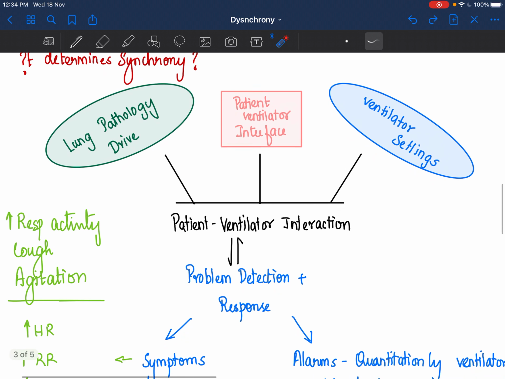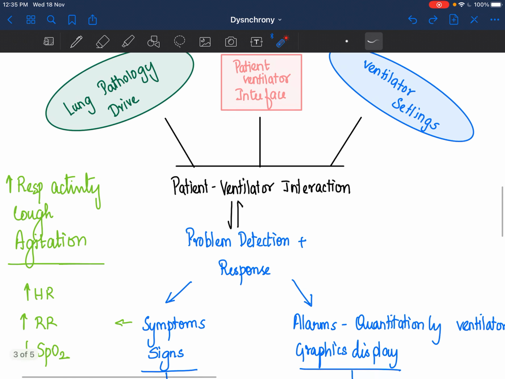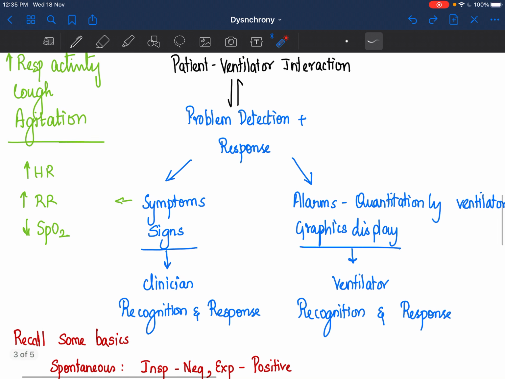So what determines synchrony? Only if you know what determines synchrony, then you will know what causes it not to. So your patient has some sort of lung problem and you set the ventilator. So there is a patient ventilator interface between the two of them. If the patient and the ventilator are not interacting properly, could be due to any reason, you will have some symptoms and some signs. The onus is on us to detect these symptoms and signs so that we can respond appropriately. How do you recognize that?